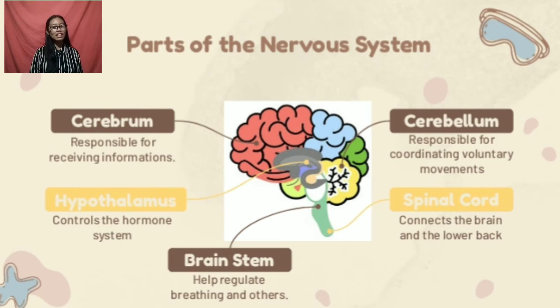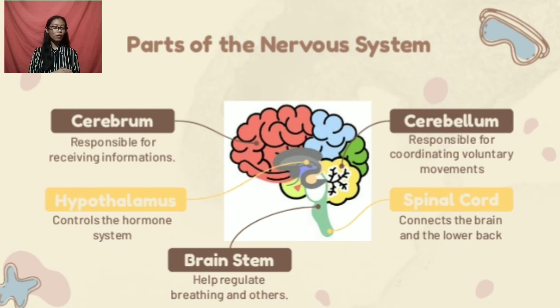And now we will be discussing a few parts of the nervous system. We have the first one, the cerebrum. The cerebrum is located on the uppermost part of the brain, and it's responsible for receiving and giving meaning to information from the sense organs, as well as controlling the body. So the second part is the cerebellum. The cerebellum is located near the brainstem and is responsible for coordinating voluntary movements. It is also responsible for a number of functions, including motor skills, such as balance, coordination, and posture.